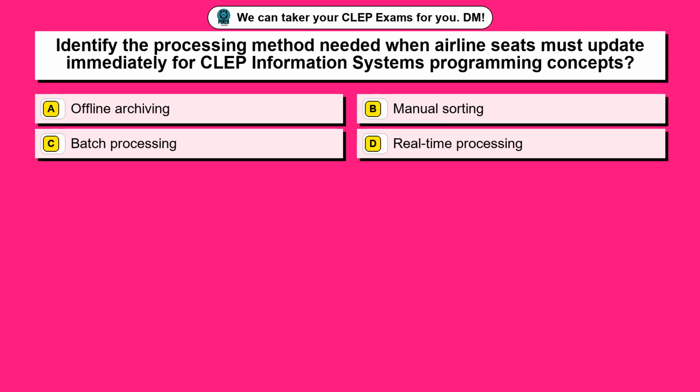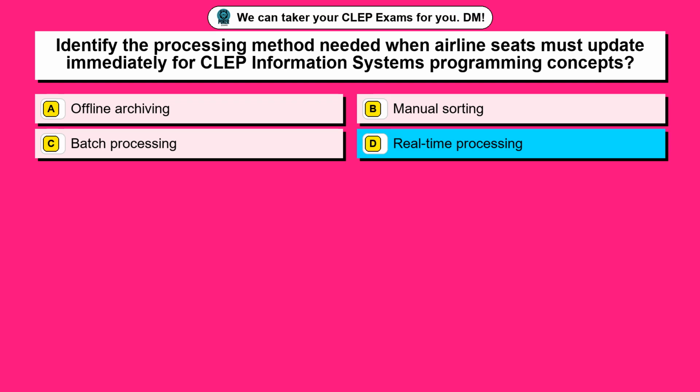Question 21. Identify the processing method needed when airline seats must update immediately for CLEP Information Systems programming concepts. Option A. Offline archiving. Option B. Manual sorting. Option C. Batch processing. Option D. Real-time processing. The correct answer is option D.